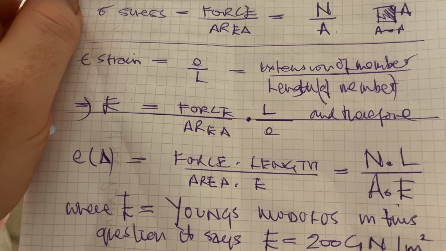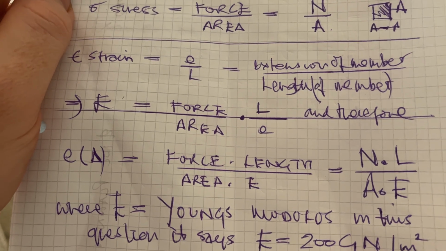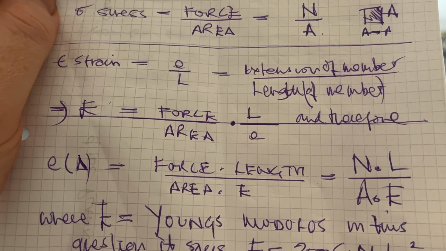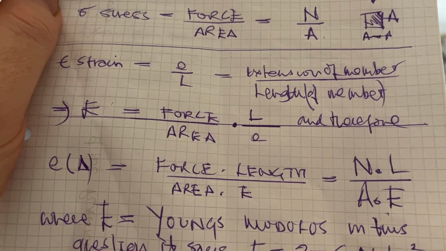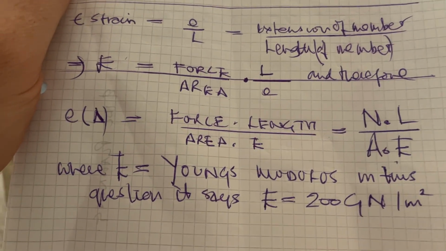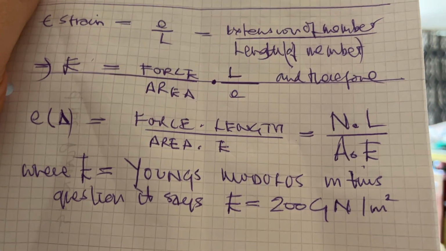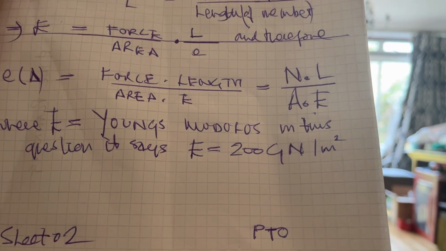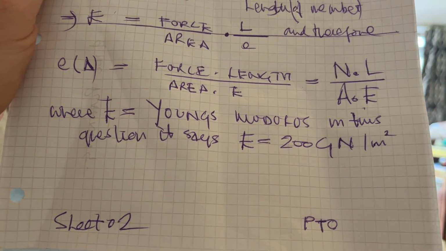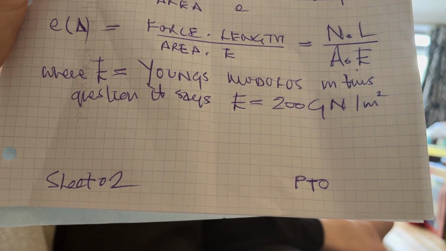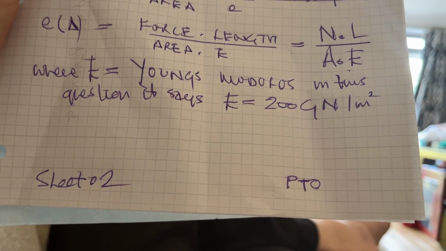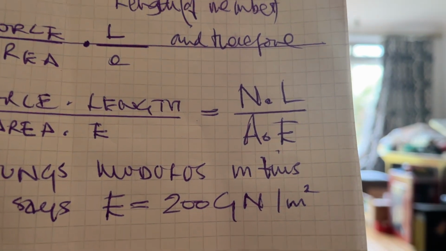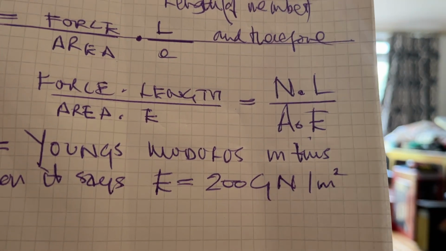Therefore, Young's modulus is force per area divided by extension over length. So you just turn that upside down. So it's times L over E rather than divided by E over L. And therefore the extension, delta, is force times length divided by area times Young's modulus, or NL divided by AE, where E equals Young's modulus, and in this question it says E equals 200 gigapascals, I think. So that's the formula, NL over AE. That gives you the extension.